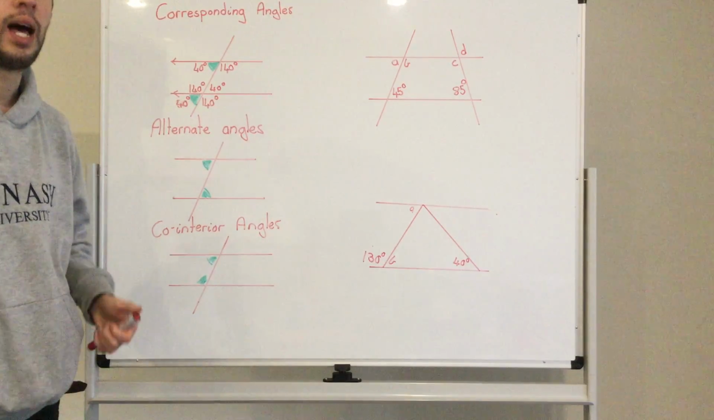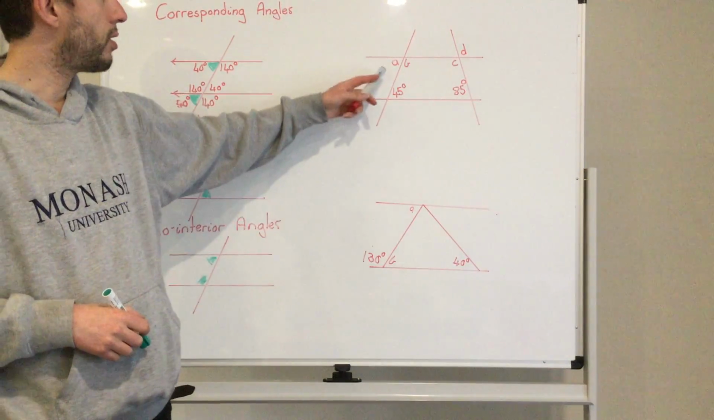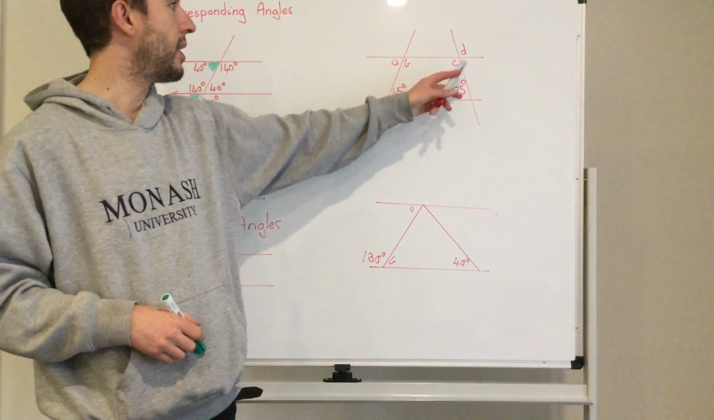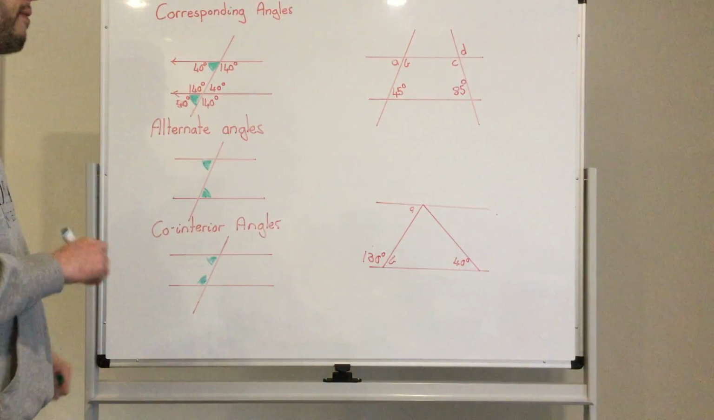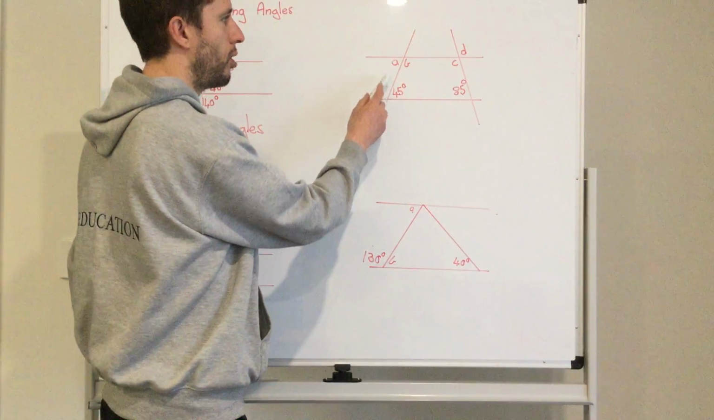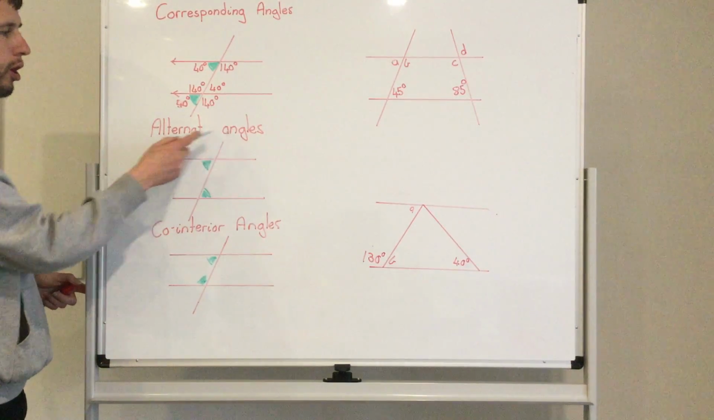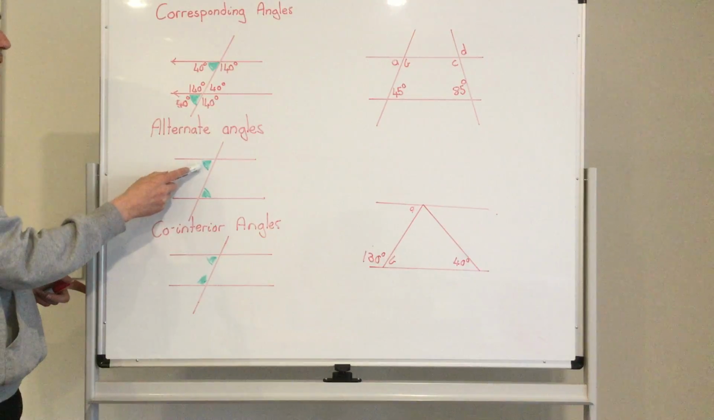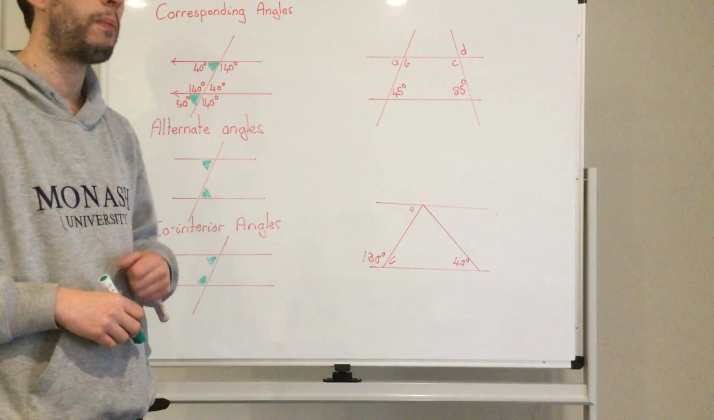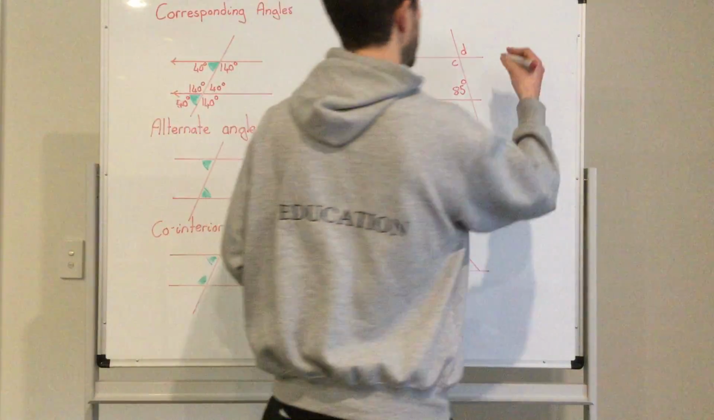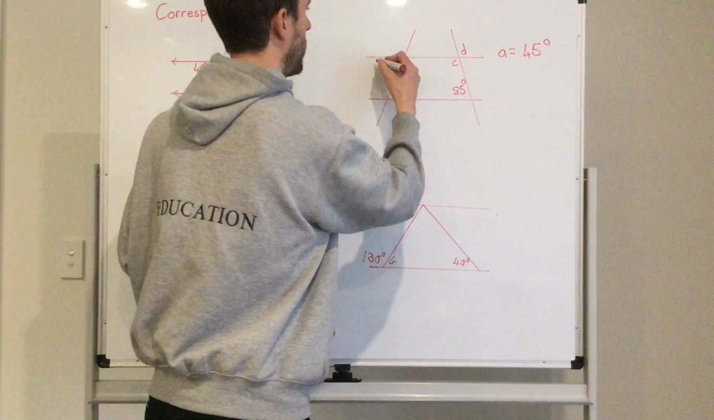Let's go and apply our knowledge now. So I've got a question over here. I would like to find out what A, B, C, and D is. So to start off, I'm going to work out what A is. Now, if I'm using my knowledge of alternate angles, I know that A must be the same as this angle right here, because we are talking about parallel lines. So A must be 45 degrees.